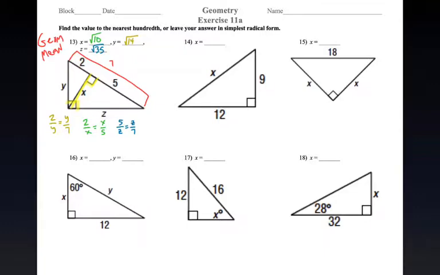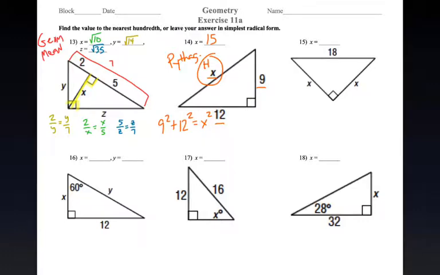Number 14. How will we solve for x? I see that we're given two sides, and x is a third side. Given two sides, you need to solve for the third. That's the Pythagorean theorem. X is the hypotenuse here. 9 squared plus 12 squared equals x squared. Let's go solve that sucker. You'll get 15.